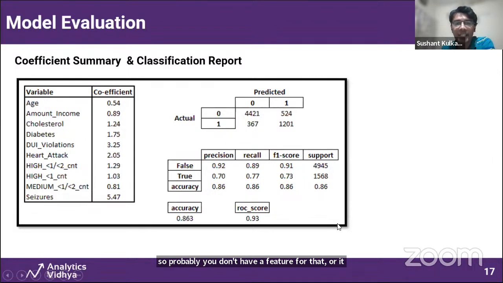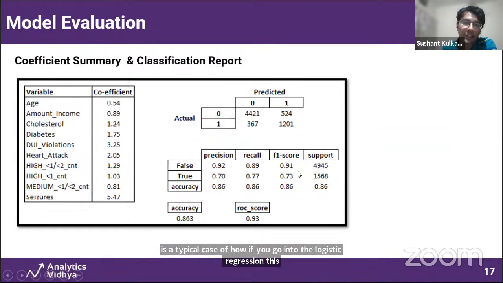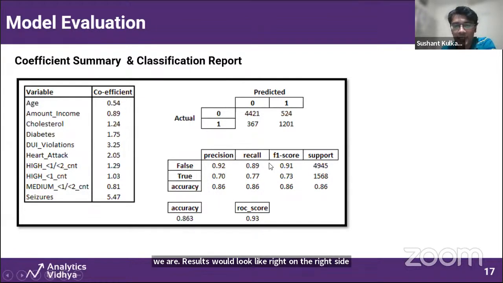Right, and then quickly, I think this is a typical case of how your results would look if you went with a logistic regression, right? On the right side, we have the confusion matrix wherein the actual and the predicted values, and then you can look at the precision, recall, F1 score, accuracy, ROC curves and all.